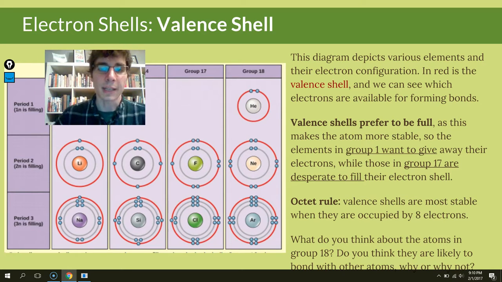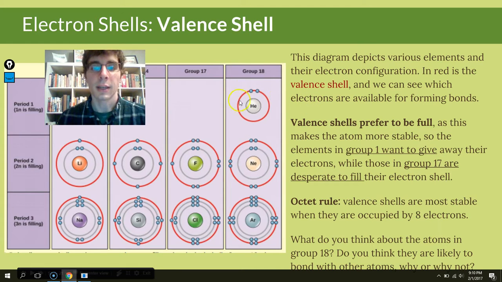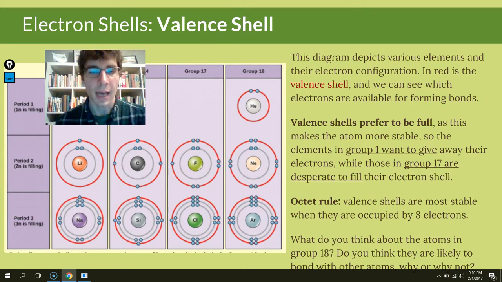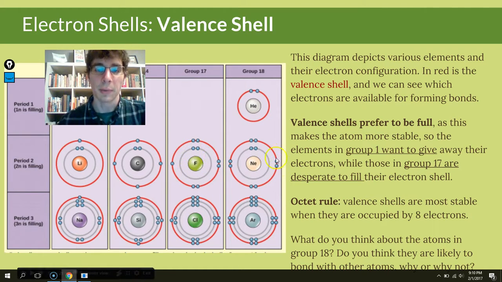If we look at group 18 here, and we look at its valence shell, helium's got 2 in its first orbital, so that one's full. We've got neon here, it's got 8 in its valence shell, so it's full. And then we have argon, which also has 8. These are all called the noble gases, and they have full valence shells. What do you think is going to happen with these atoms? Do you think they're going to be likely to bond? We know that fluorine is going to want to get another electron to fill up its orbital. But this one's already full. So what do you think might happen with that one? That's something for you to think about.